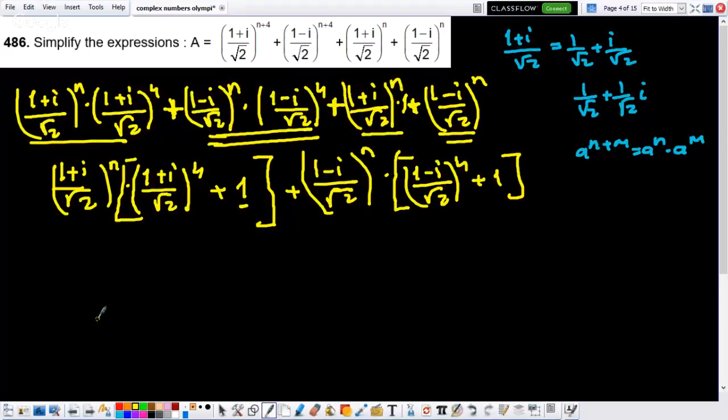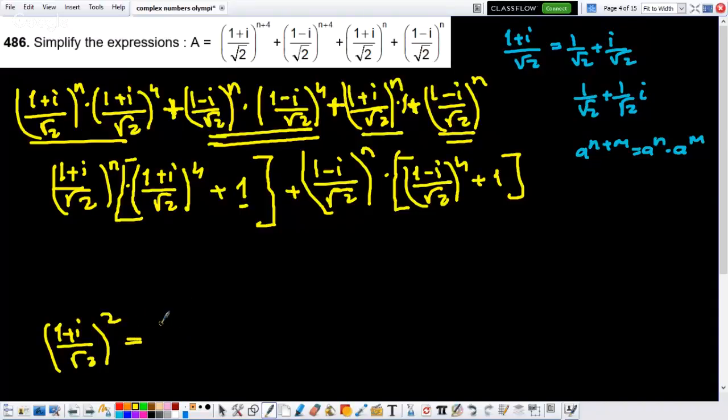I'm going to separate here, and ((1 + i)/√2) to the power of 2, because I cannot get it directly. It will be difficult for me to get to the fourth power. That's why I'm going to get the squares of it firstly.